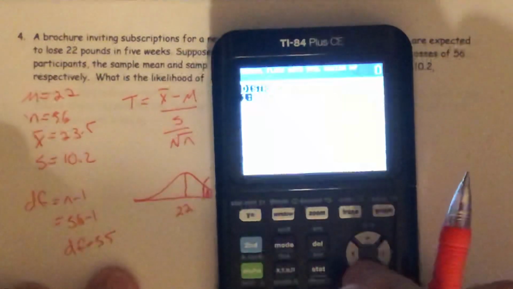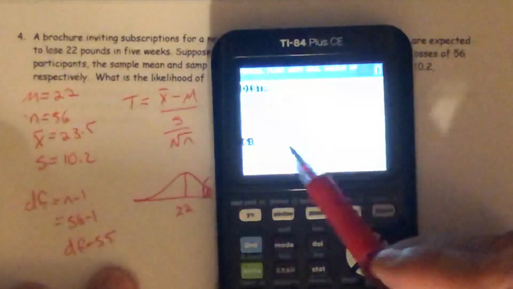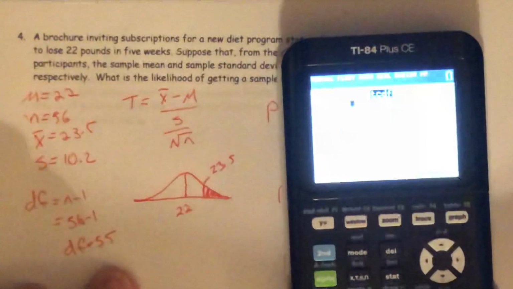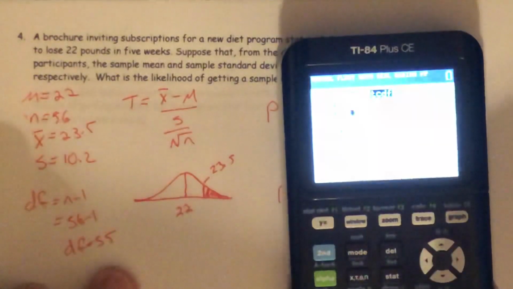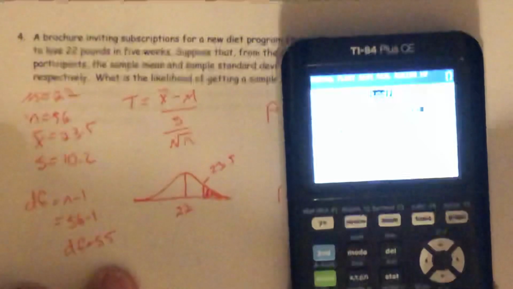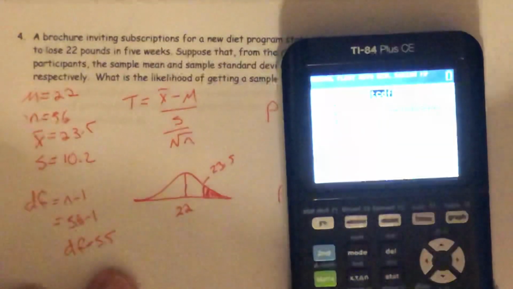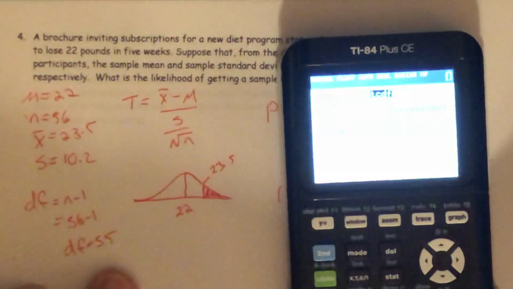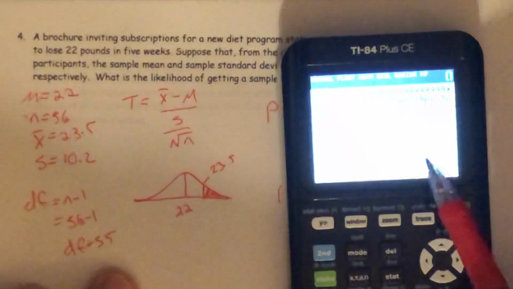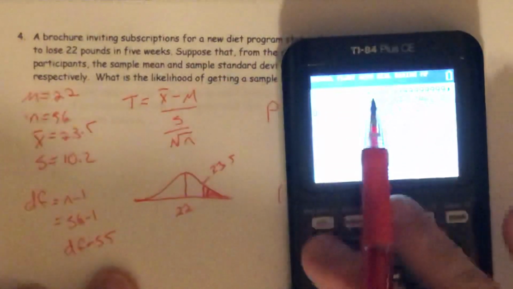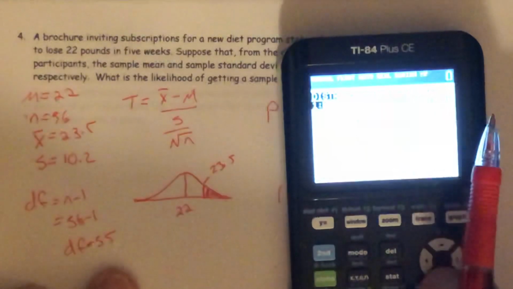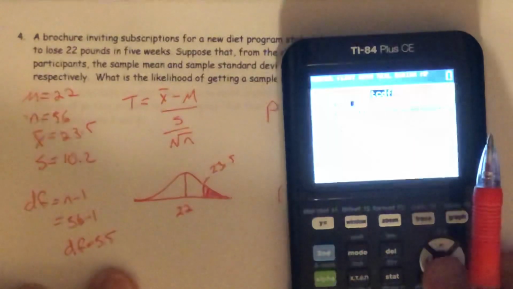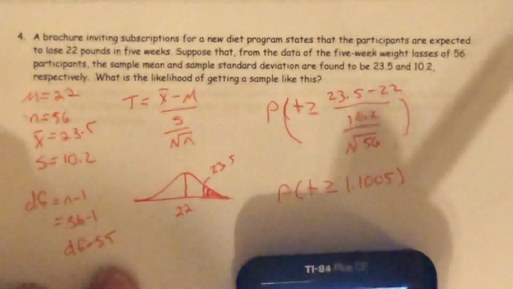So second vars, tcdf, and my lower bound, just looking at my diagram, is 23.5. My upper bound is 99999, just like we've done in the past. And my degrees of freedom, again, is 56 minus 1, or 55. Notice I am not able to input actual values into this, and I did something wrong. So let's go back, second vars, tcdf. I used actual values, and I wasn't supposed to.